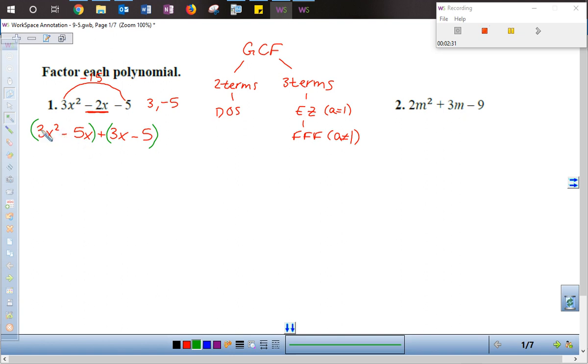Now we take out the greatest common factor on each binomial, so 3x squared minus 5x. The GCF can't be a coefficient, but I can take out an x here, and let's see what that leaves me with. 3x squared divided by x leaves me with 3x, and negative 5x divided by x leaves me with negative 5.